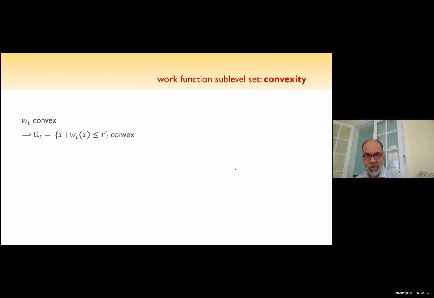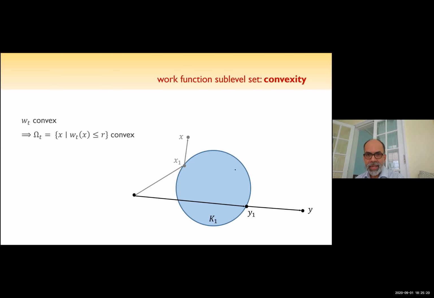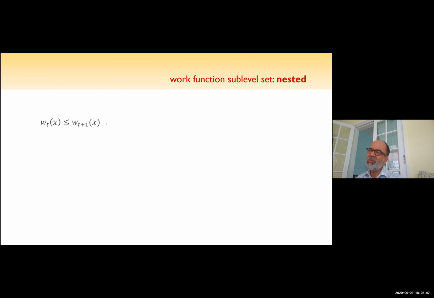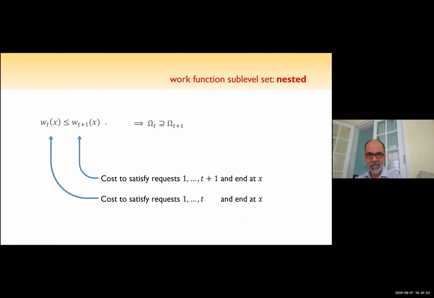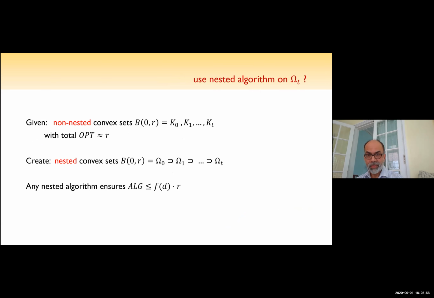Okay. So another thing I can show is that this egg, this omega t. I have defined omega t, I haven't told you guys. So omega t is the set of all points where the work function is at most r. This is all the places opt can be. This is a convex set, and you'll see convexity: if you could reach x and you could reach y, then you can reach their average. Okay, good. It's monotone. Come on, guys. Another request is not going to make the cheapest way cheaper. So it's nested.